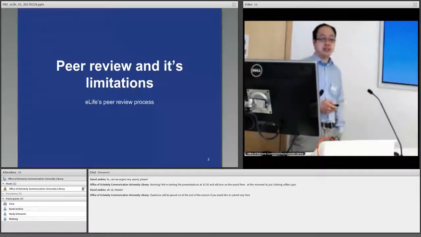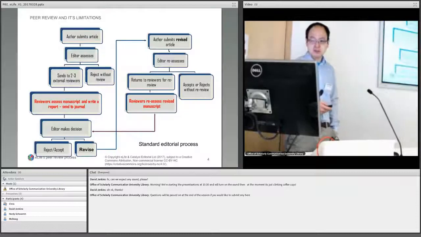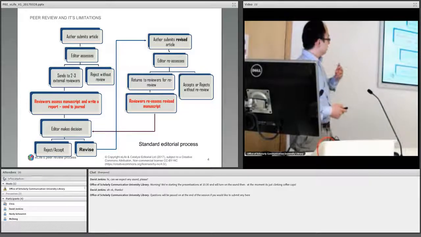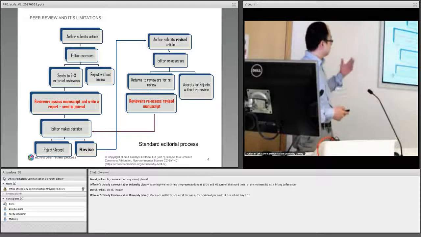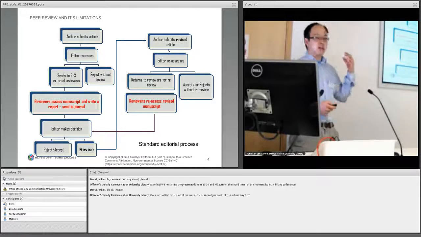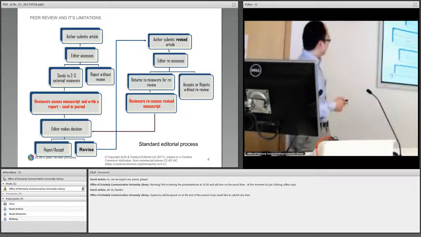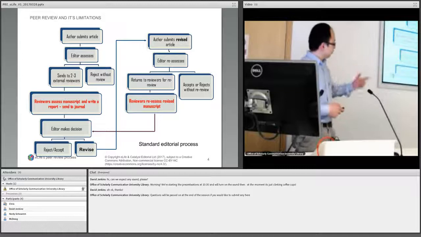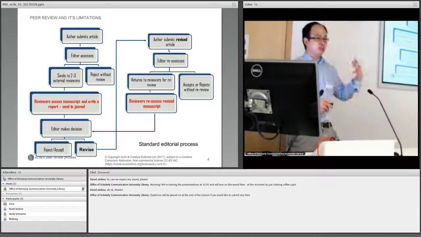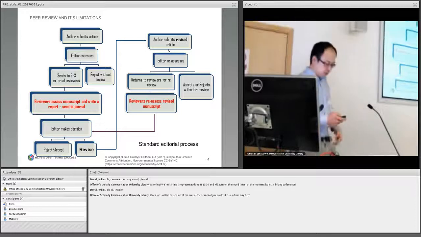So, peer review and its limitations. Peer review comes in many different forms. This is a flowchart showing the workflow for a traditional peer review process. Highlighted in red, you'll see that manuscripts often go through review, and they can also go through re-review. So this process, if you're an author, and you're unlucky, can go through several times and several loops.